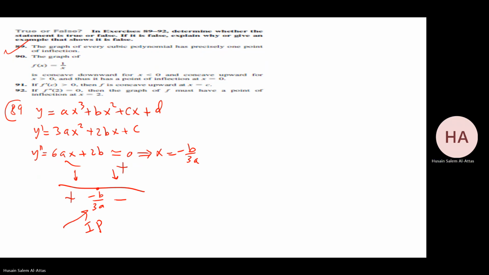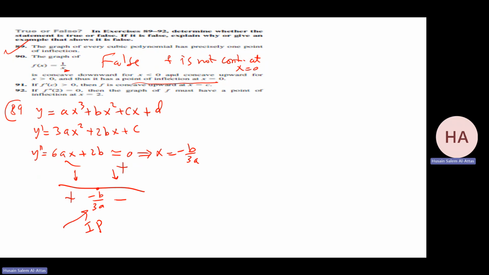90. It says the graph of this is concave down from this side, concave up from this side, and it has a point of inflection at x equals 0. No, it's not defined at x equals 0. So this is wrong. This is false. If it's not continuous at x equals 0. 91. If f prime is positive, then f is concave up at x equals c.